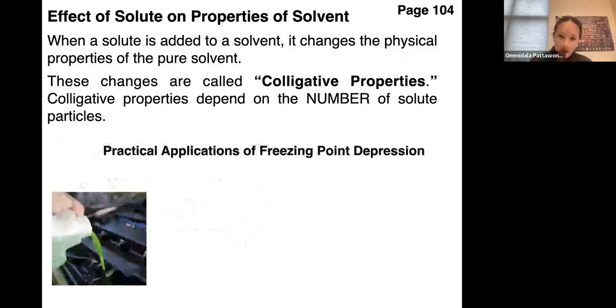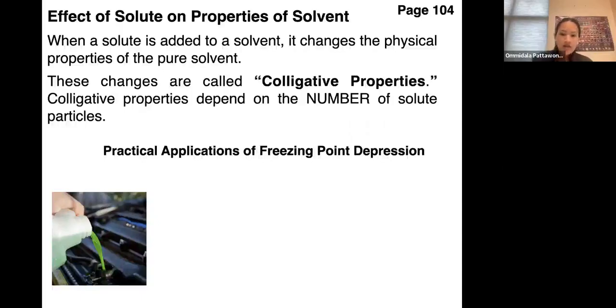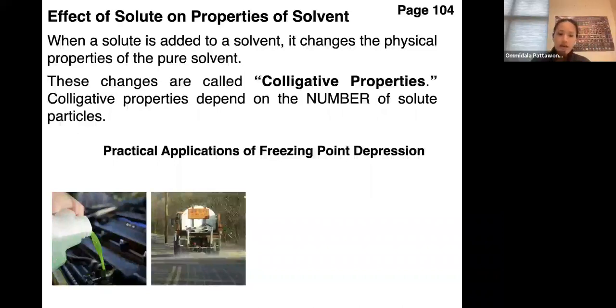The next thing we are going to take a look at is the application of colligative properties, more specifically the freezing point depression. So here are some examples. The first picture shows antifreeze. Antifreeze contains water as solvent, and the solute in antifreeze prevents water from freezing during winter by lowering the freezing point of water. The second picture shows liquid deicer, which relies on the same principle as the first picture.